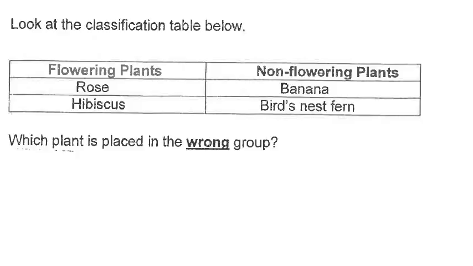Alright kids, let's do question 4 now. Let's look at the classification table below. Flowering plants: rose and hibiscus, and then non-flowering plants: you have banana plant and the bird nest fern. Now which plant is placed in the wrong group?